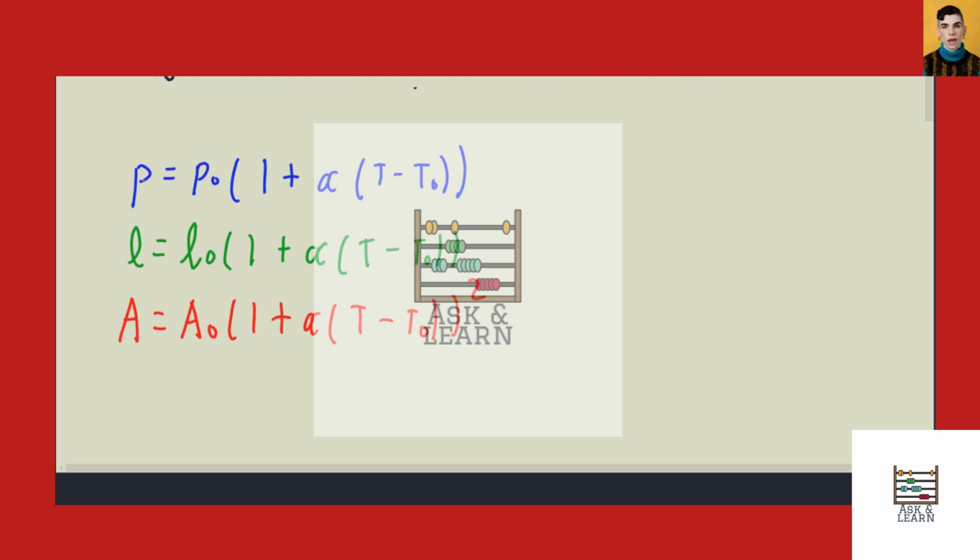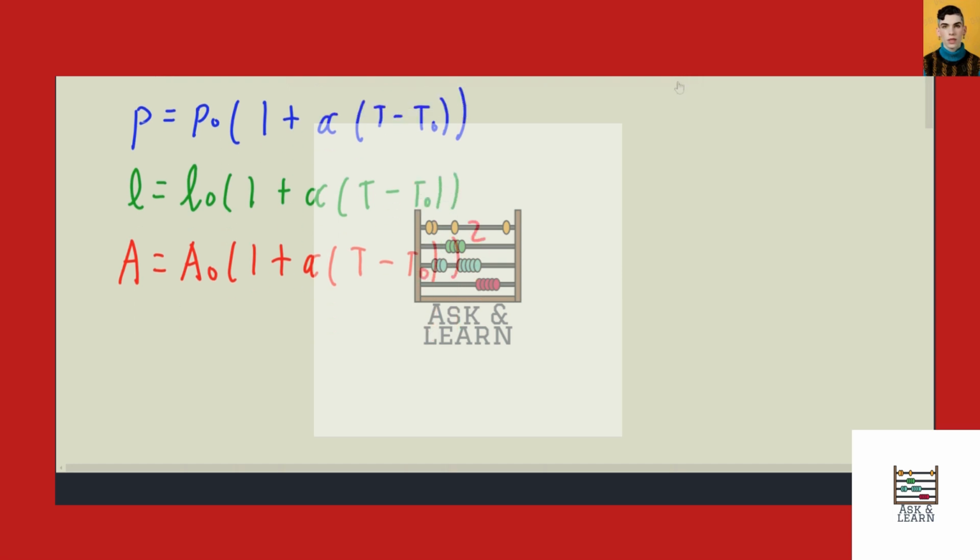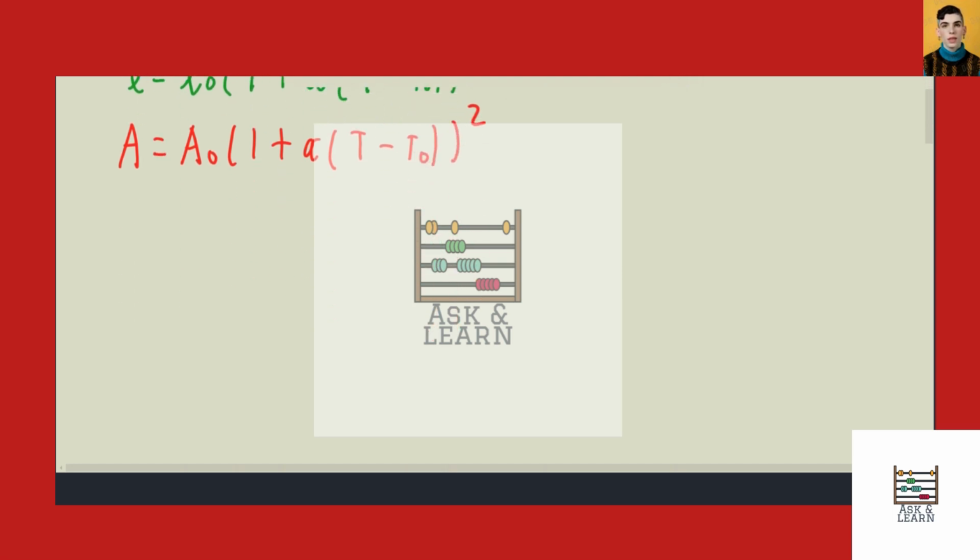So now the initial resistance R naught, we can find this by multiplying rho naught times L naught divided by A naught. And the final resistance, what we're trying to find, this is just equal to rho times L divided by A.